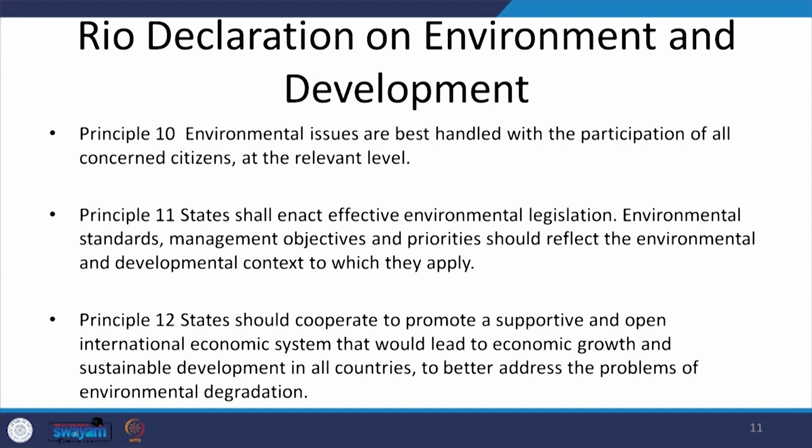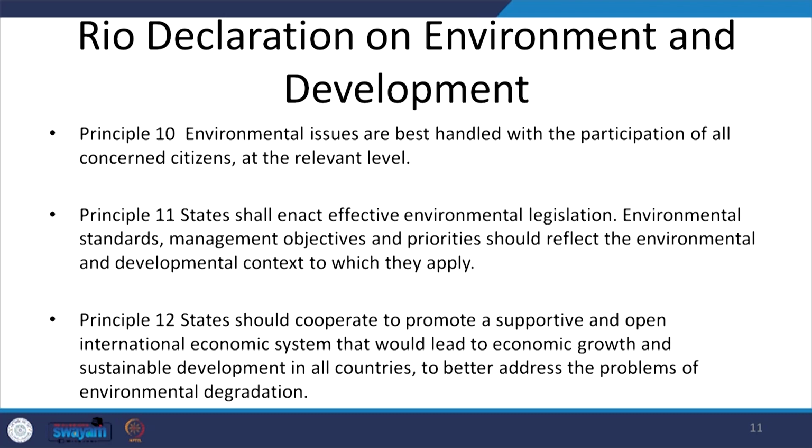Principle 11 states that states shall enact effective environmental legislation. Till that time, very strong environmental legislations were not in place. In the first place, the organizations, the bodies were not there, and most definitely the policies were not there to enforce environmental protection and conservation. This saw the rise and creation of a lot of environmental protection bodies across the world, in all the countries. Further, the legislations were put in place.